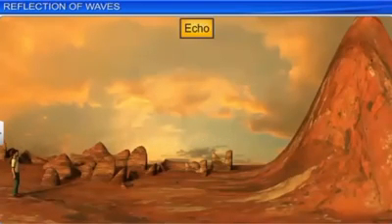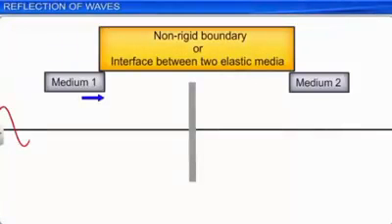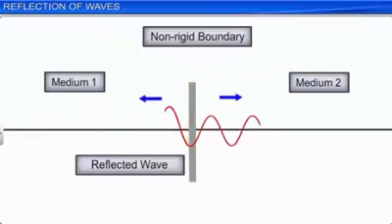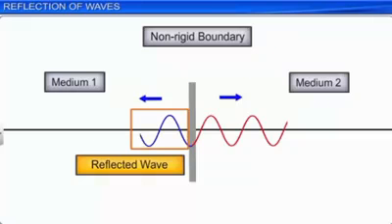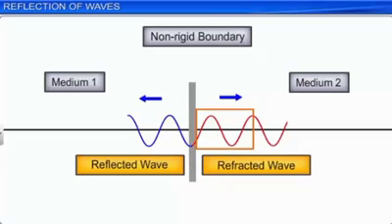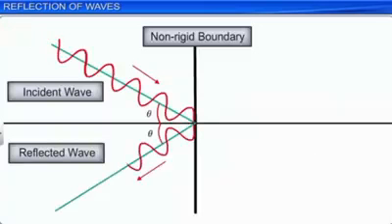If the boundary is not completely rigid, or if it is an interface between two different elastic media, a part of the wave is reflected, and a part is transmitted into the second medium. Reflection of waves follows the laws of reflection, which are similar to the laws of reflection of light.